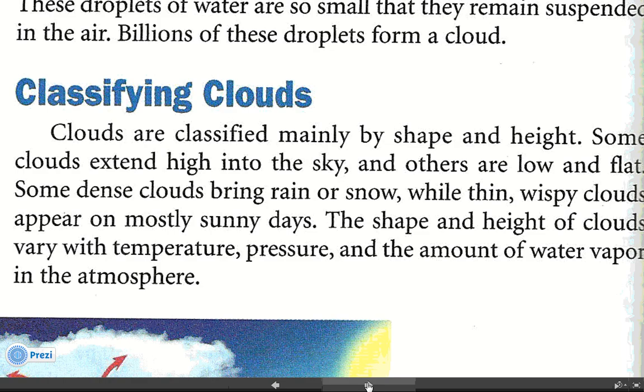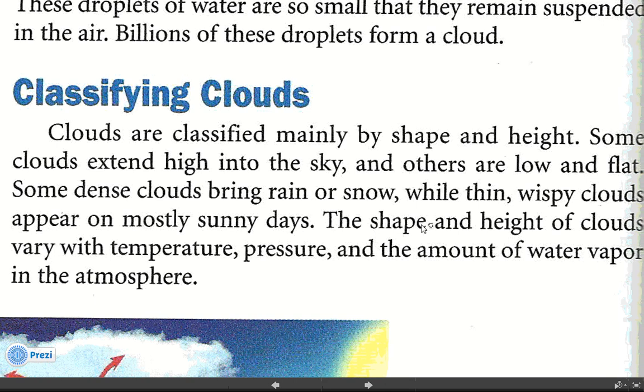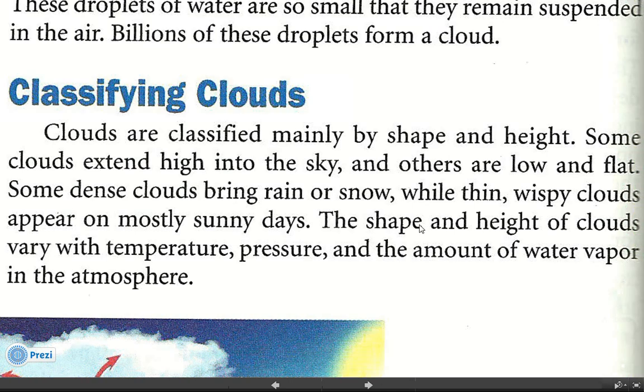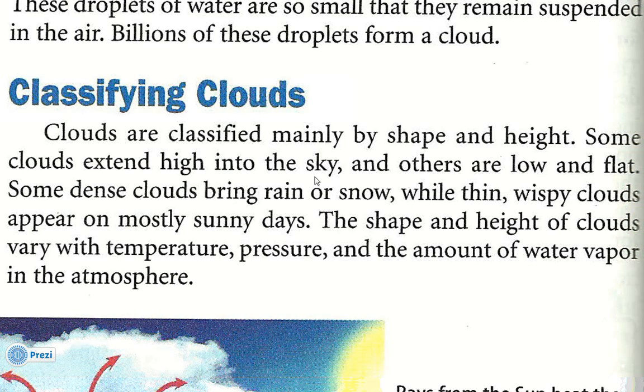Okay, this is fun. Classifying clouds. Clouds are classified mainly by shape and height. Some clouds extend high into the sky and others are low and flat. Some dense clouds bring rain or snow, while thin, wispy clouds appear on mostly sunny days. The shape and height of clouds vary with the temperature, pressure, and the amount of water vapor in the atmosphere.